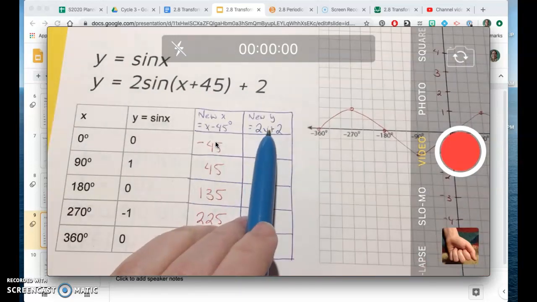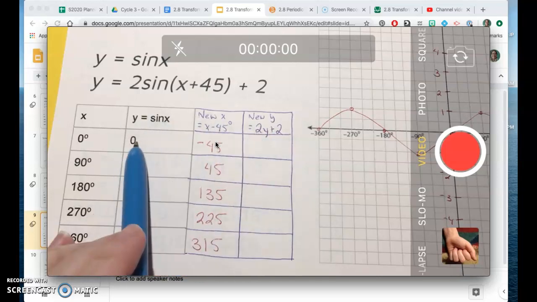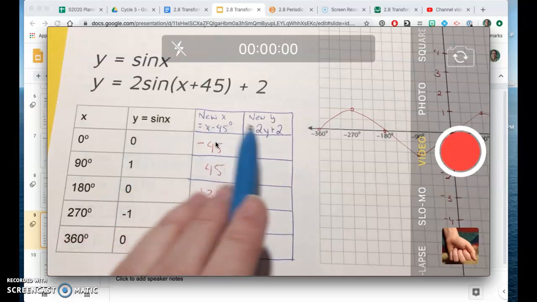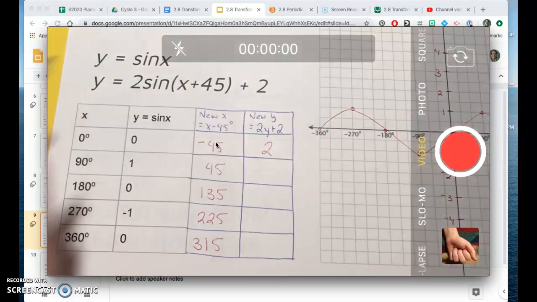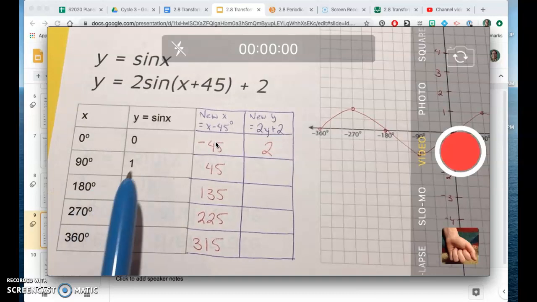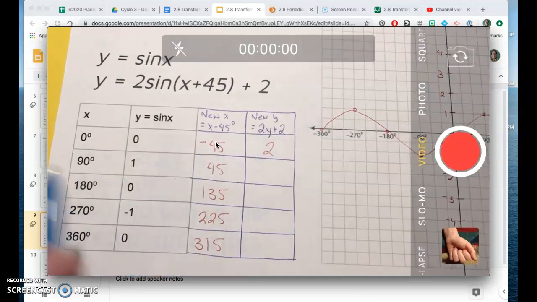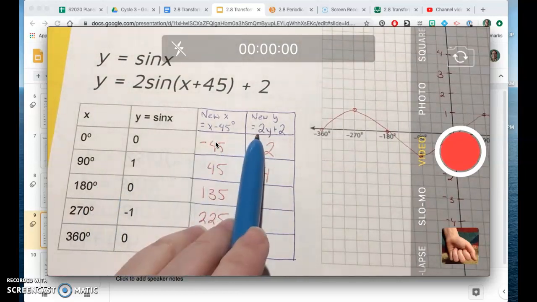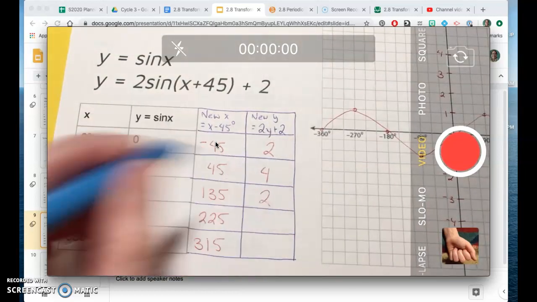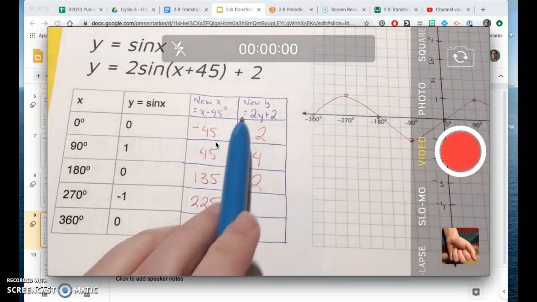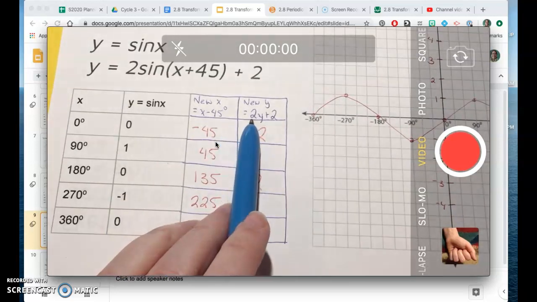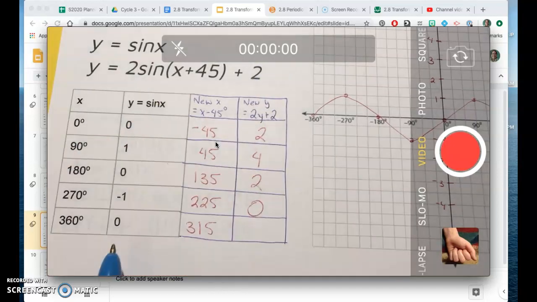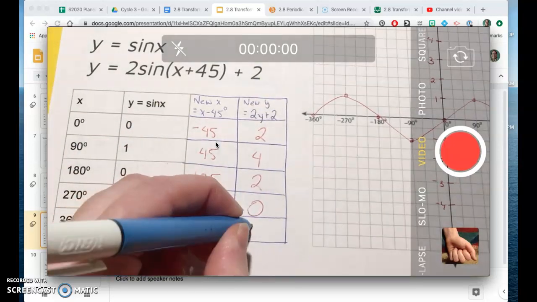Now for my new y's, you're going to do 2 times your y value plus 2. So 2 times 0 is 0 plus 2 is 2. Okay. 2 times 1 is 2 plus 2 is 4. 0 times 2 is 0 plus 2 is 2 again. Negative 1 times 2 is negative 2 plus 2 is 0. And then we're back to 0. So I'm going to get another 2.